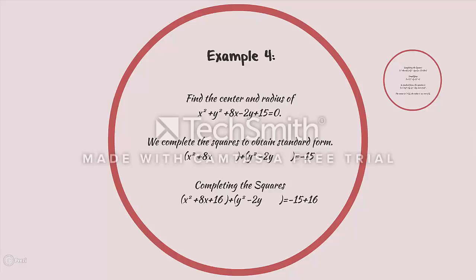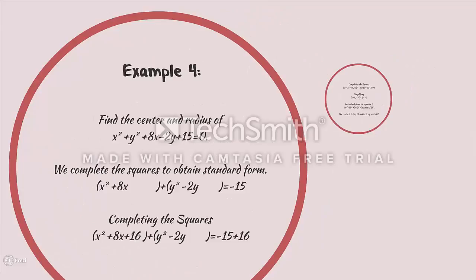Quantity x squared plus 8x plus quantity y squared minus 2y equals -15. We add 16 to both sides of the equation, so quantity x squared plus 8x plus 16 plus quantity y squared minus 2y equals -15 plus 16. Then we add 1 to both sides for completing the squares, so x squared plus 8x plus 16 plus y squared minus 2y plus 1 equals -15 plus 16 plus 1. Simplifying the equation, we will get x plus 4 squared plus y minus 1 squared equals 2.